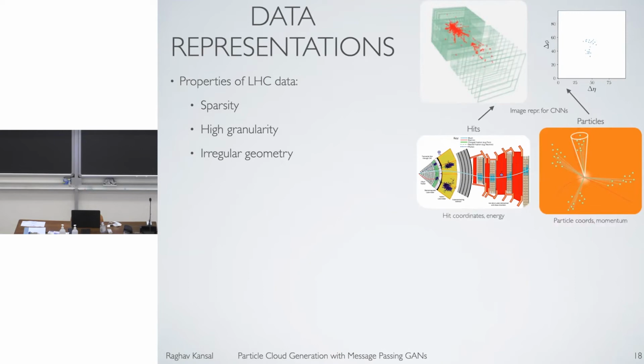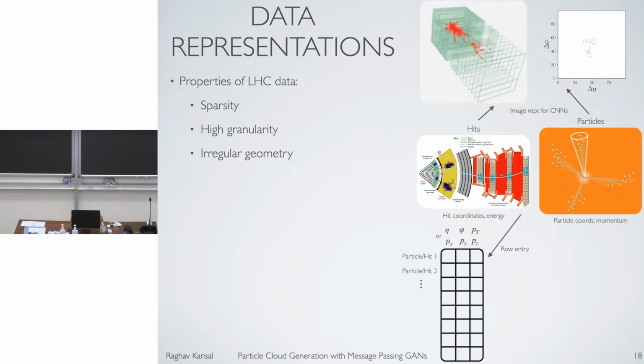A more efficient representation could be to just take the features of the hits or the particles and store them in a list, like the energy and the coordinates of the hits or the particle momentum. But there we're imposing an ordering on our particles or hits where there really is none in the underlying data.